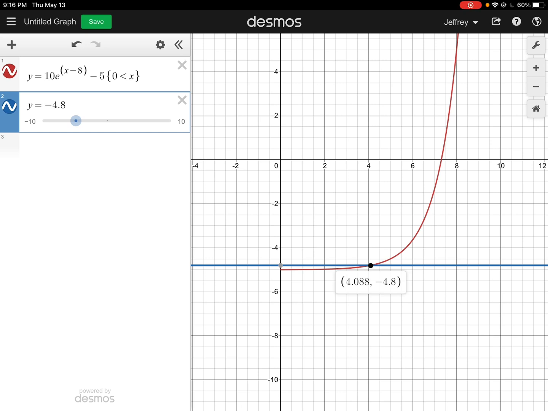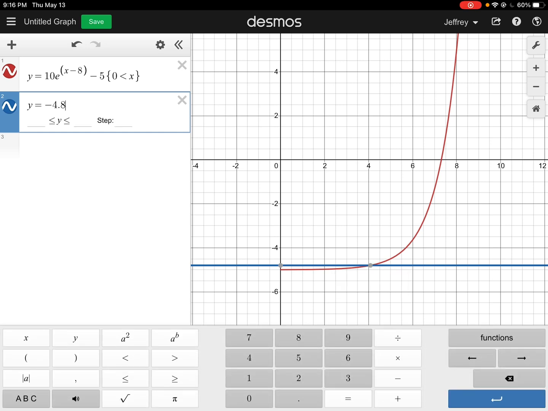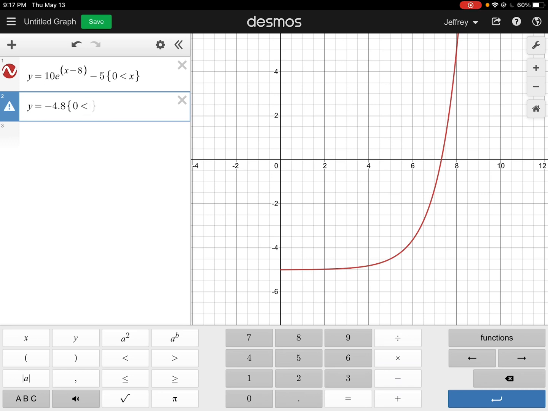So that's where I'm going to list my domain. For this y function, this horizontal line, now it has to be greater than 0. So 0 is less than x, so that way it takes it away from the left side. But then x has to be less than where the intersection occurs, so that's going to be at 4.088. So you see how I restricted the horizontal line to where they intersect.